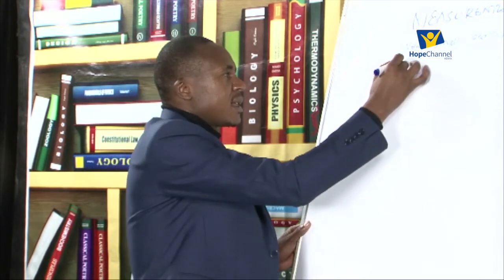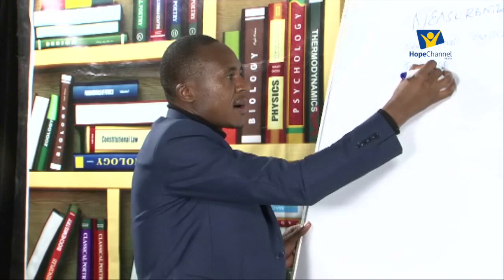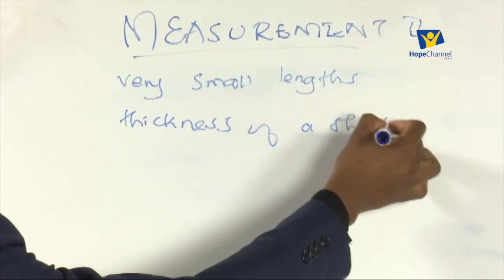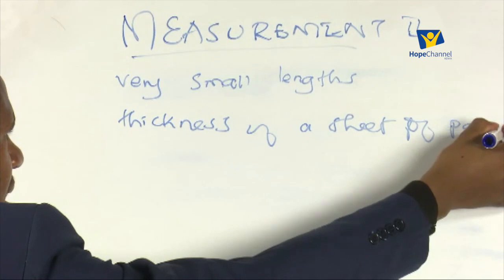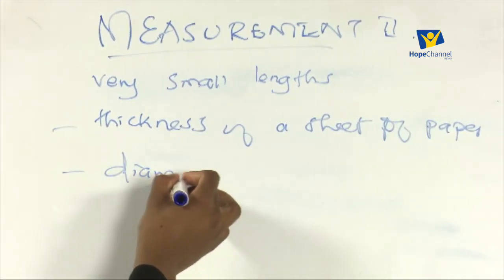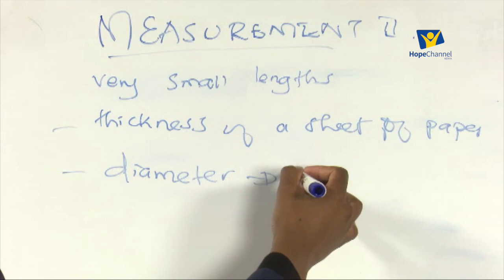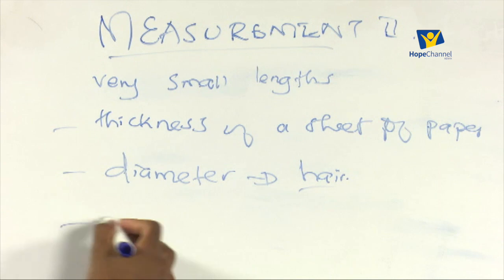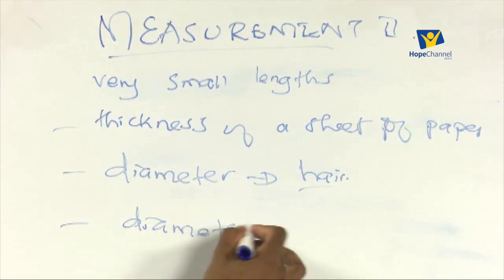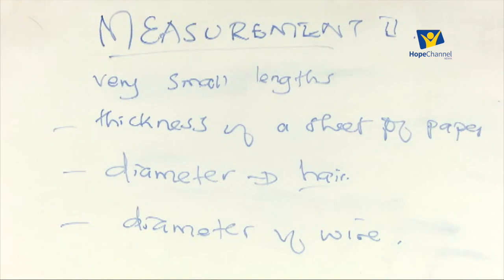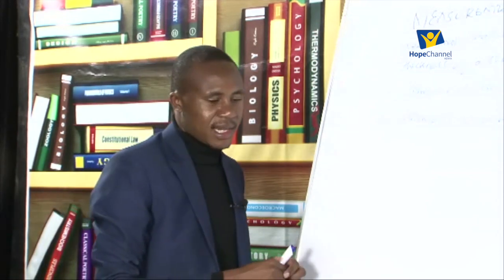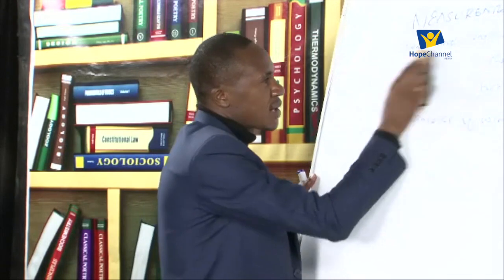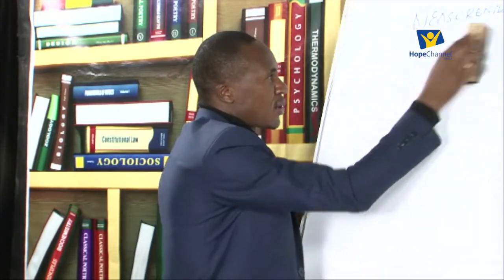For example, the thickness of a sheet of paper. Then we are talking about something like the diameter of a hair. You pluck just one hair from your head, and then we want to obtain its diameter, or the diameter of a very thin piece of wire. So how do we obtain all these? Here we are not going to do the approximations we were doing in Form 1, and so we have the following 2 measuring instruments. The most important one of the 2, we have the micrometer screw gauge.